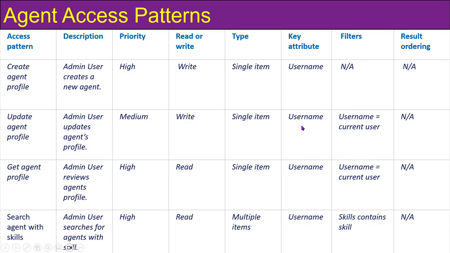The key attribute is username, and for the filters I have here username equals current user. Let's not pay too much attention to that for the moment. I'm just trying to first look at the access patterns. I'm creating an agent profile. I'm updating an agent profile. I'm getting the profile. Now, I could also have here, I'm searching an agent with certain skills.